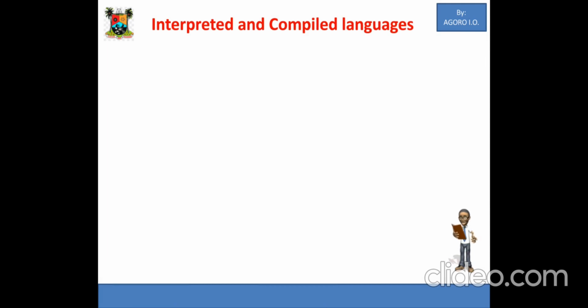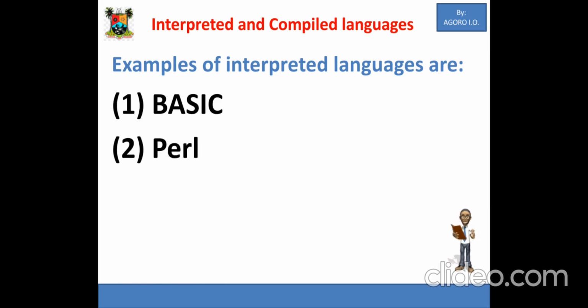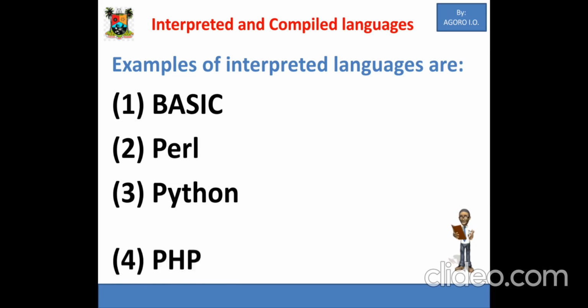Now we are going to look at interpreted and compiled languages. Those high-level languages that serve as interpreted languages and those that serve as compiled languages. Now let us look at examples of interpreted languages. These are BASIC, Perl, Python, and PHP. We have other ones too.